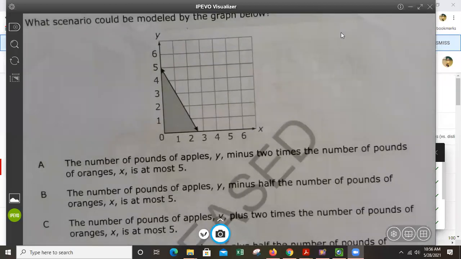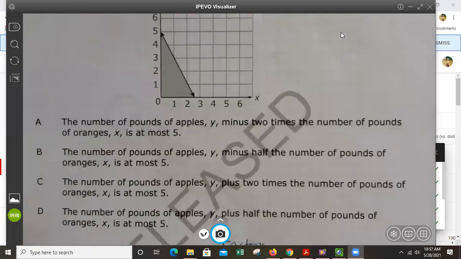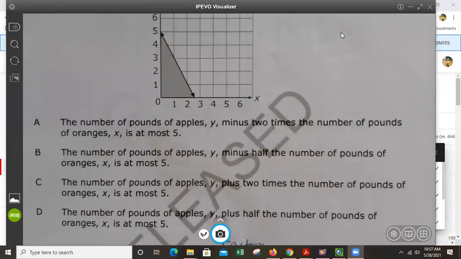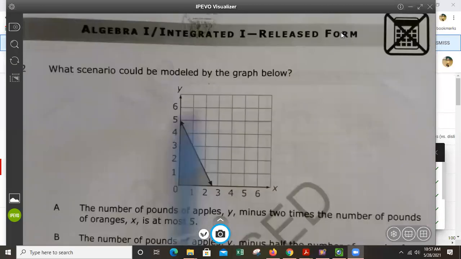All right, these, you have to write the equations. And then they're not going to even give you good equations. I'm just going to let you know that right now. It says the number of pounds of apples, y, minus 2 times the number of pounds of oranges, x, is at most 5. So we need to know what at most means. We need to know how to write the equation. And it just wants to know which one graphs this.